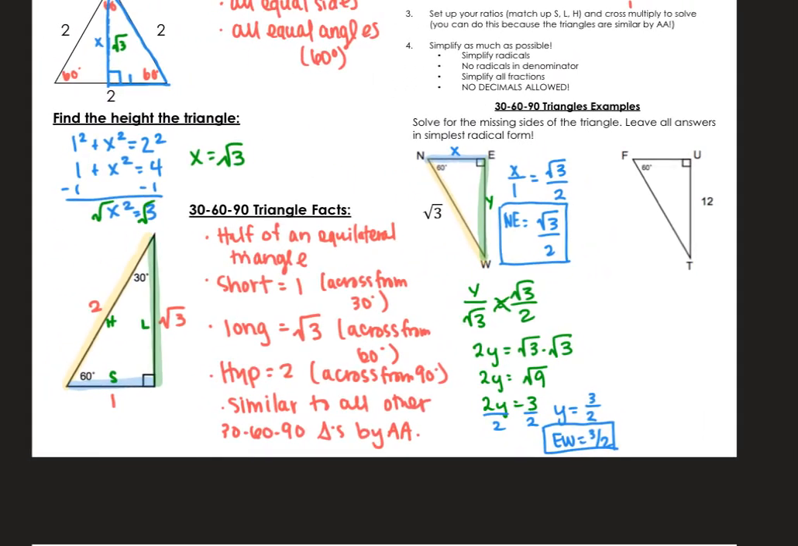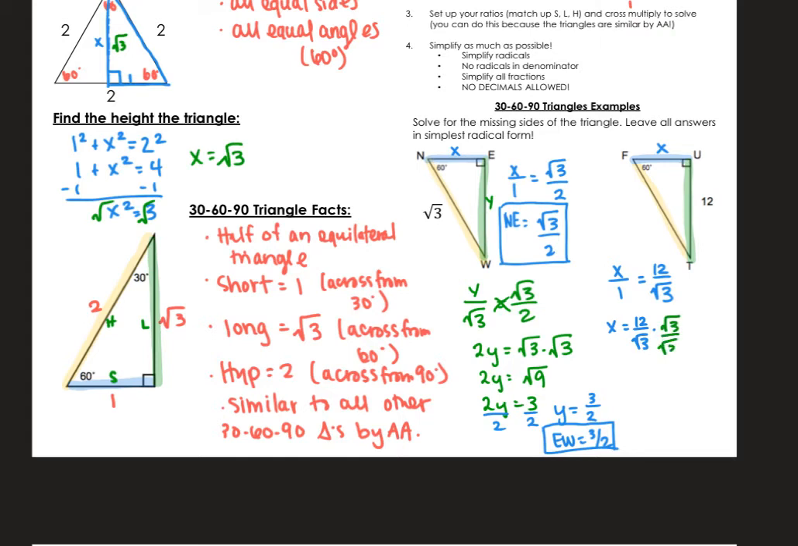All right, now this last example here, I have my hypotenuse, I have my short side, and I have my long side. I'm going to solve for my short side first. So that's going to match up with 1. So x over 1 equals 12 over the square root of 3. So short over short equals long over long. Okay, this one we don't need to cross multiply since x is already by itself. So I have x equals 12 over the square root of 3. But I do need to rationalize my denominator.